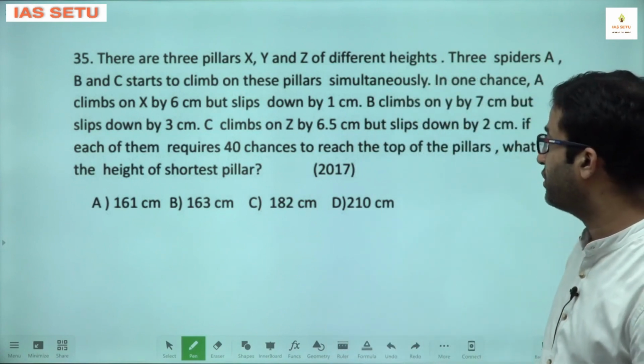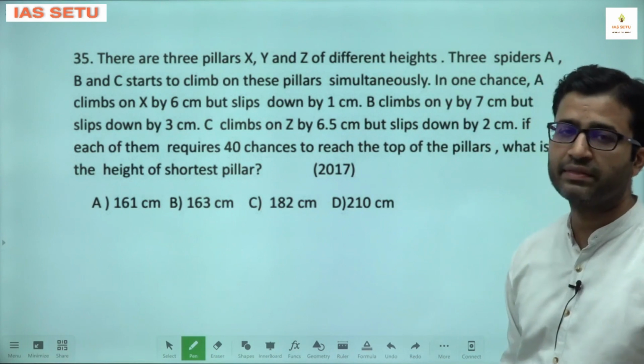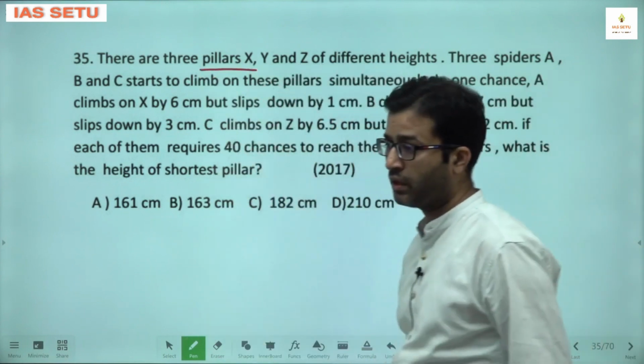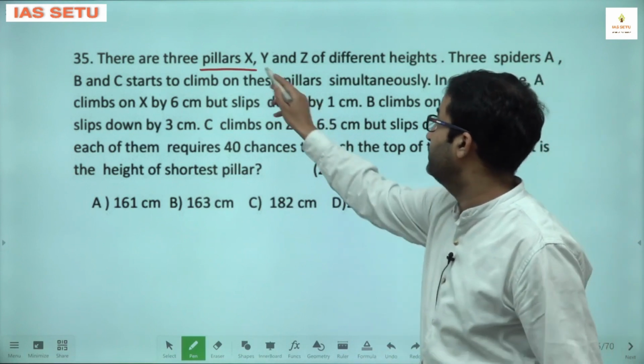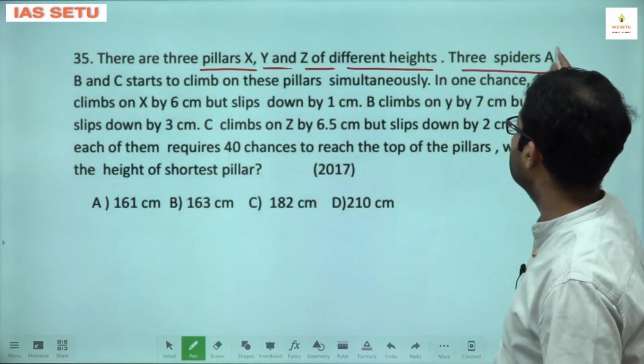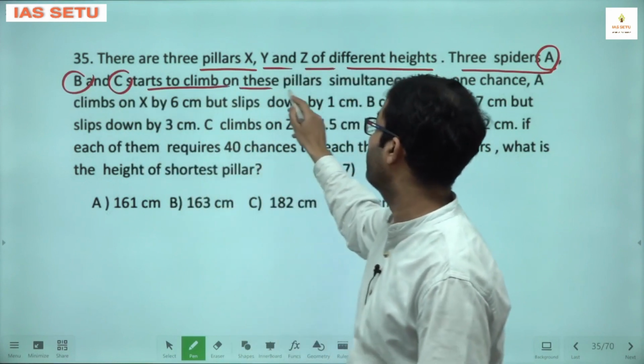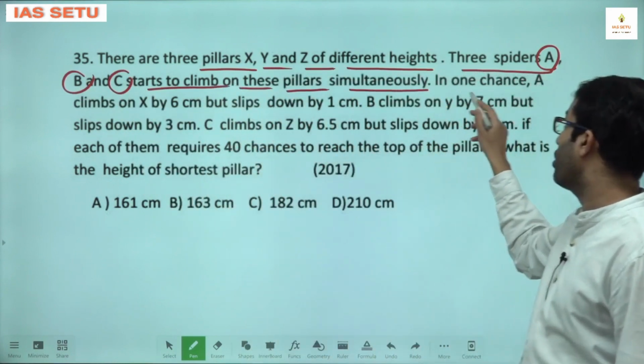Next is question number 35. Bit lengthy but not difficult. We can easily manage. There are 3 pillars, X, Y, Z of different heights. 3 spiders A, B and C start to climb on these pillars simultaneously.